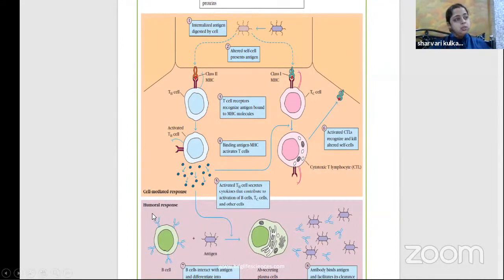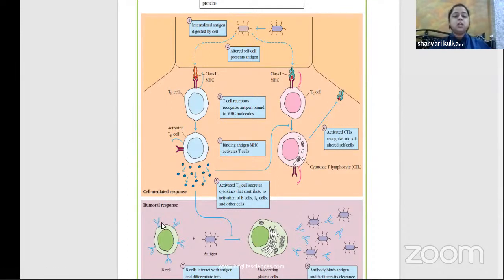One way goes to humoral response. These cytokines activate B cells. B cells, as I told you, are bound with antibody. They react with antigen, and on activation with cytokine, at this stage, they will become secreting plasma cells and will secrete antibodies. These antibodies will bind to antigen and they follow immune response.